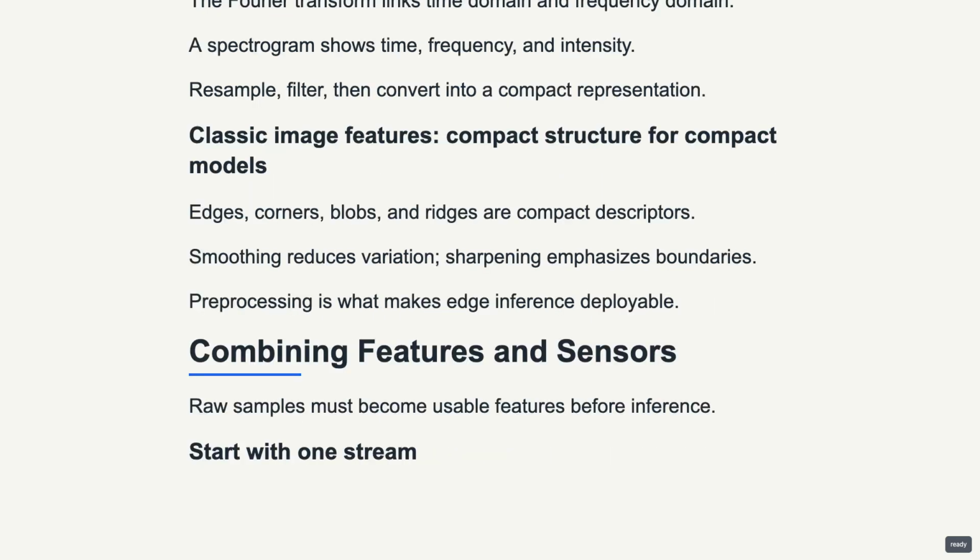The first version of this problem stays inside a single sensor path. That makes the idea easier to see because the model is not yet dealing with multiple sources, only multiple views of the same signal.